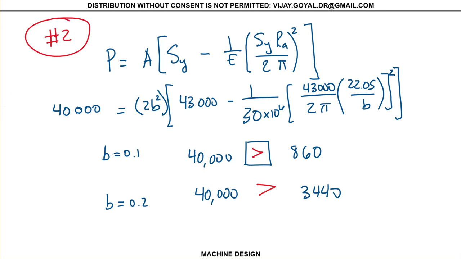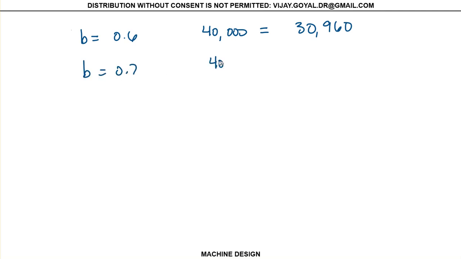As I iterate, I find the following. When I take B equal to 0.6, you see your left-hand side is 40,000, right-hand side is 30,960. This is still bigger, they're not equal. And then when B is 0.7, you get 40,000 and a value of 42,140. And now you realize this is bigger than this value. So you know that your answer has to be bound between these two values.